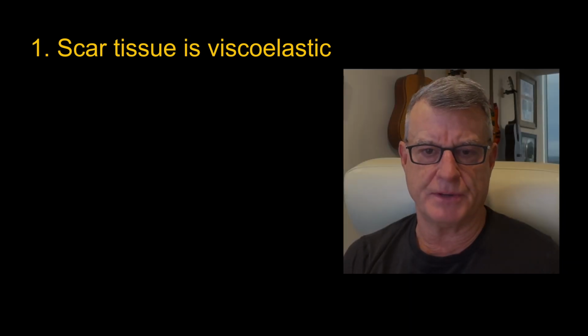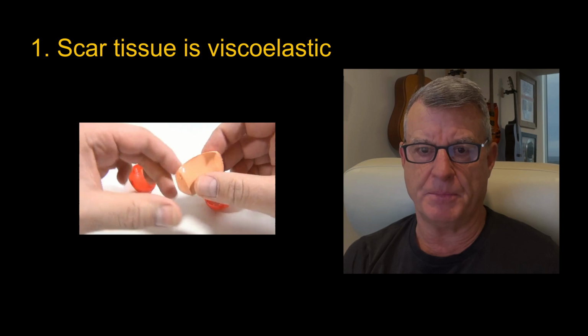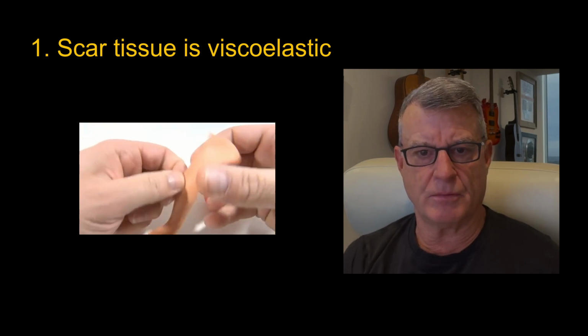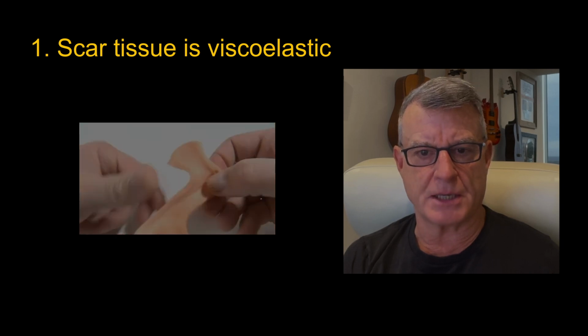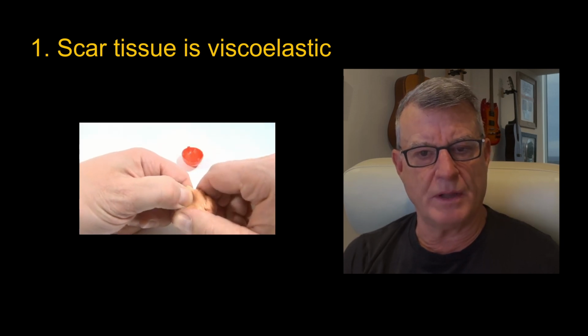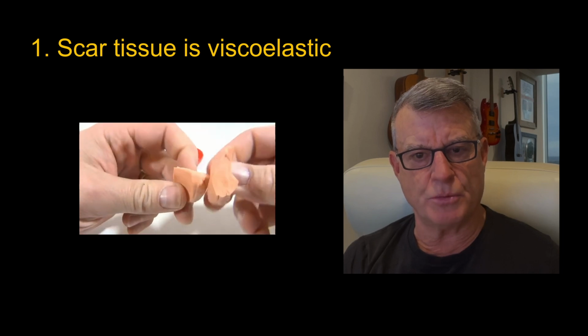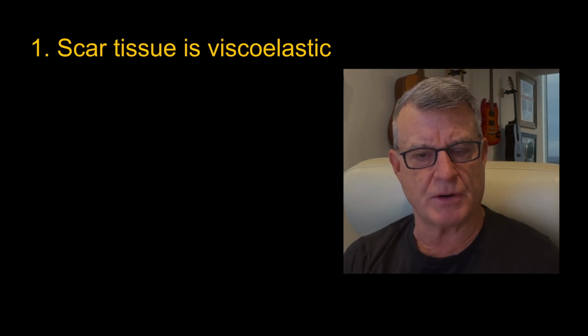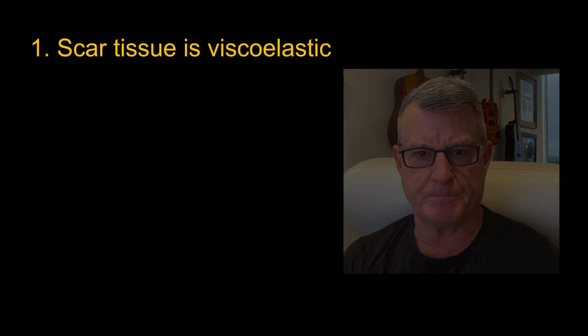Now, there are several concepts that you need to understand about stretching. 1. Scar tissue is viscoelastic. It's like silly putty. When you stretch it slowly, it elongates. When you stretch it quickly, it breaks or tears. When it tears, scar tissue bleeds again and creates more scar tissue. The objective is to stretch slow enough so that it doesn't tear and doesn't rebleed.